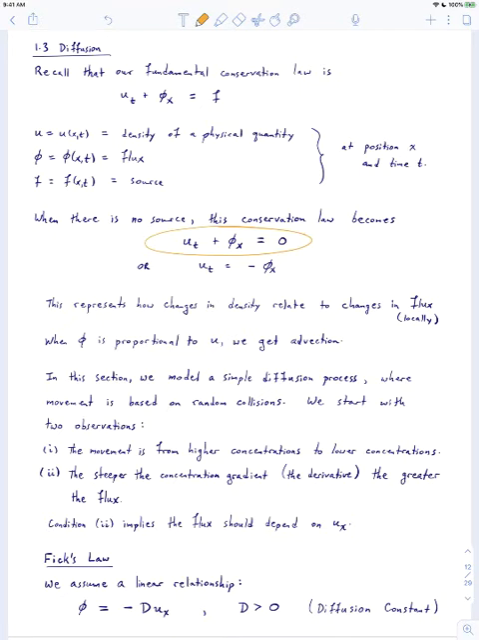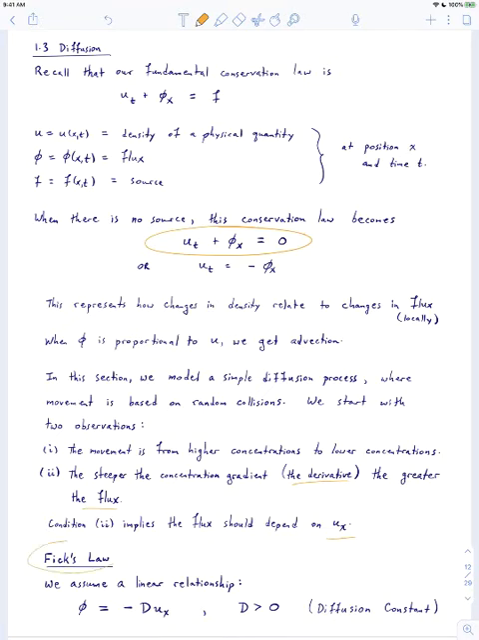In this section, we model a simple diffusion process where movement is based on random collisions. We start with two observations. The first observation is that the movement is from higher concentrations to lower concentrations. And our second observation: the steeper the concentration gradient, i.e. the derivative, the greater the flux. Condition 2 implies that the flux should, in some sense, depend on the partial derivative of u with respect to x. We will assume that there's a linear relationship.